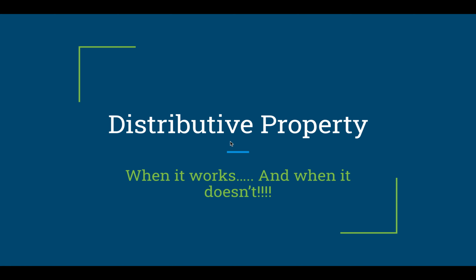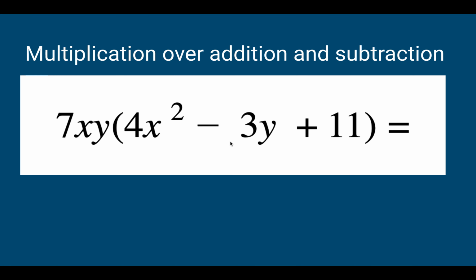The distributive property, when it works and when it doesn't. So we're all familiar with this case, even if this example is a little bit over the top. Basically what's happening here is we've been told to multiply that number into each of the separate terms, so basically multiplying it in once, either side of each addition or subtraction.